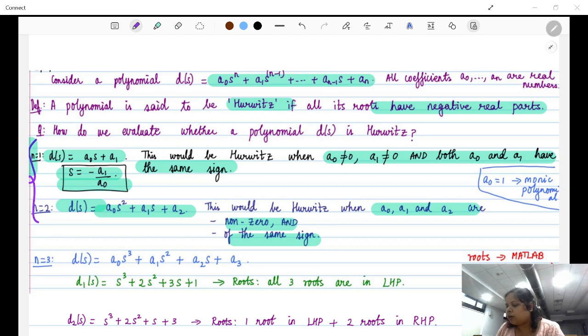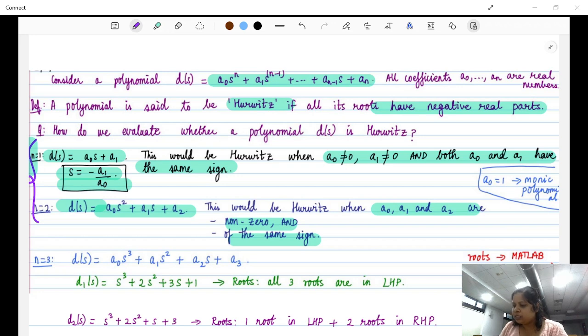But what if we go for a third order system? It becomes too complicated, right? You don't have a general method to find the poles, and it would be very difficult. So for any system which is of third order and above, we use Routh-Hurwitz stability criteria.